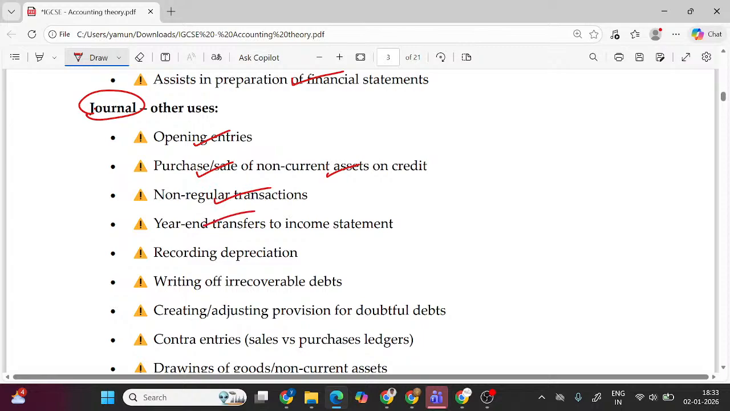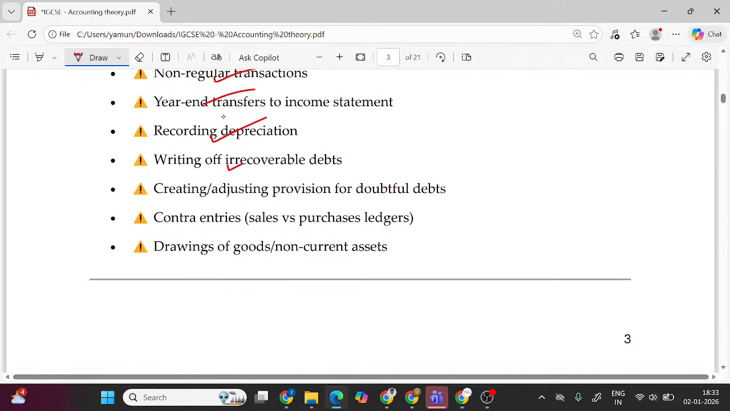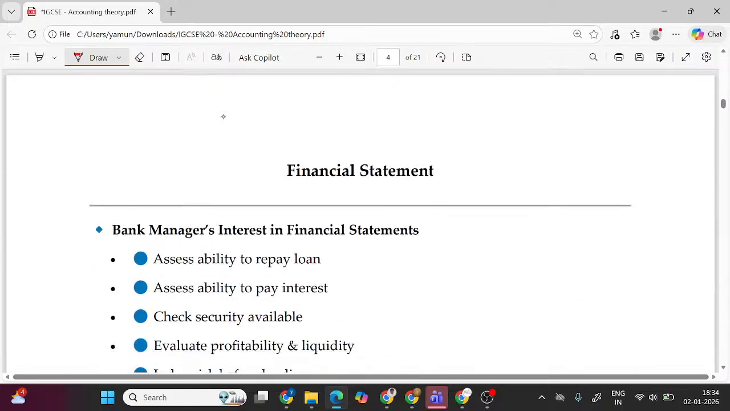Year-end transfers to income statement. We will be recording the depreciations. You will be writing off the irrecoverable debts. We will be creating or adjusting provision for doubtful debts. We'll call this PDD, right? Provision for doubtful debts. Contra entries like sales ledger, purchase ledgers will be there. Drawing of goods or non-current assets also will be there.